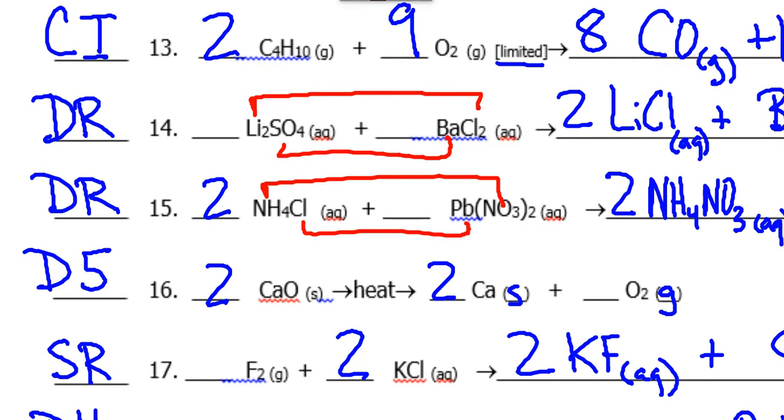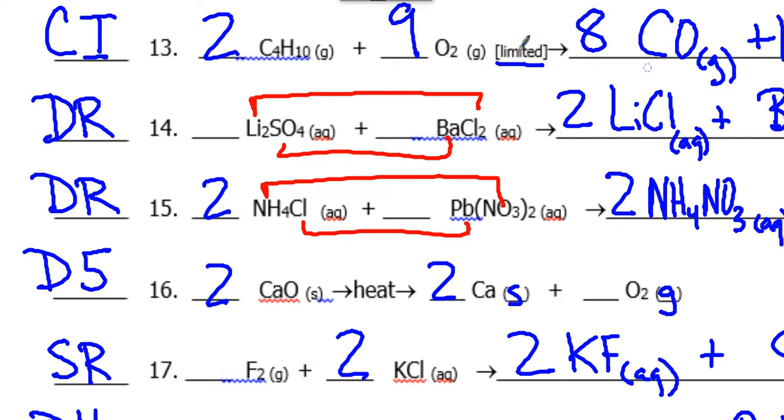Number 13 is incomplete combustion. The butane is being broken apart by the oxygen. This time, though, let's kind of focus in here. This oxygen is limited. And when you have a limited supply of oxygen, you can't have one carbon and two oxygens. You have 1 to 1. So we end up making carbon monoxide right here, CO. And carbon monoxide is a poison, so we don't want to breathe that in.